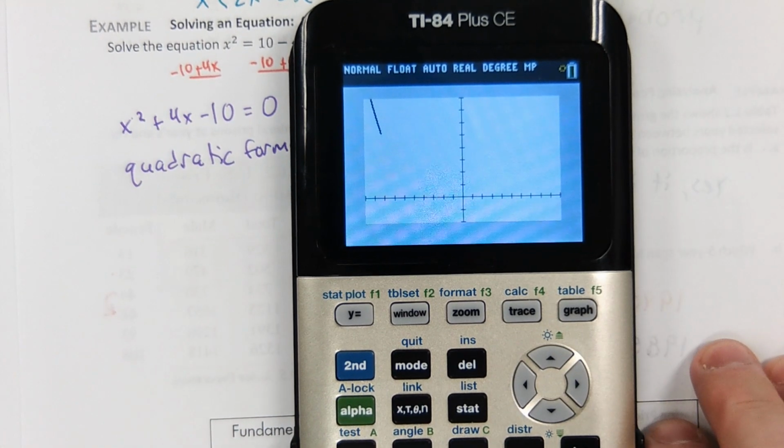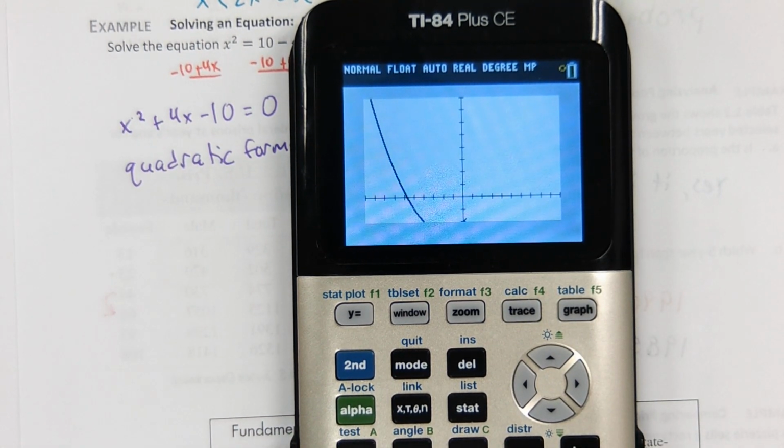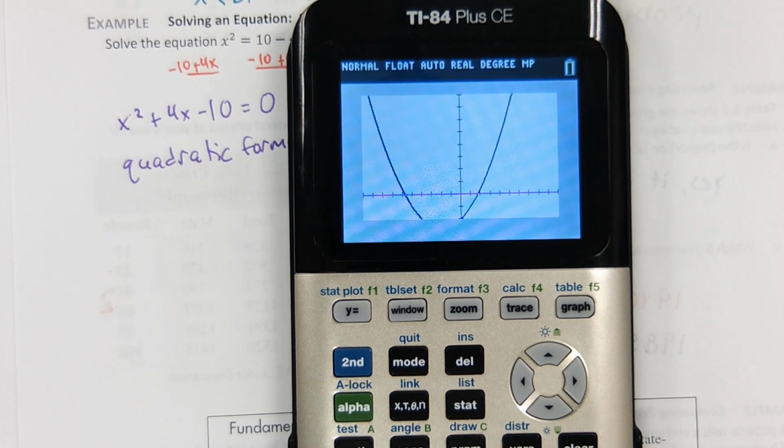And then I hit graph. And then I can do second trace intersect, and I can just tell it, look for the intersection of the black thing and that purple line that it just drew, and that purple line happens to be the x-axis. It's just faster. And when you're taking a timed exam, like the AP exam, time is a big deal. Okay? That was lots of calculator stuff.